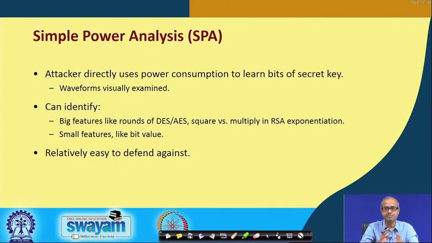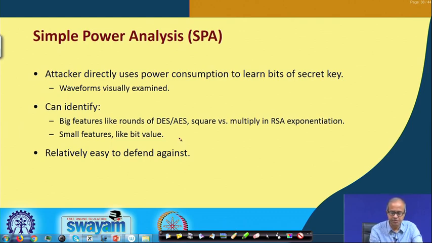So, in simple power analysis, we use the same power analysis setup that we showed to visually analyze the waveform, and the attacker can directly get a lot of information about what is going on inside. Now, if the waveform is too complex, then it can be captured, transferred to the computer, and some processing can be done offline. Okay. Now, in this process we can identify a lot of things like square and multiply in RSA exponentiation, or some features of other complex algorithms also.